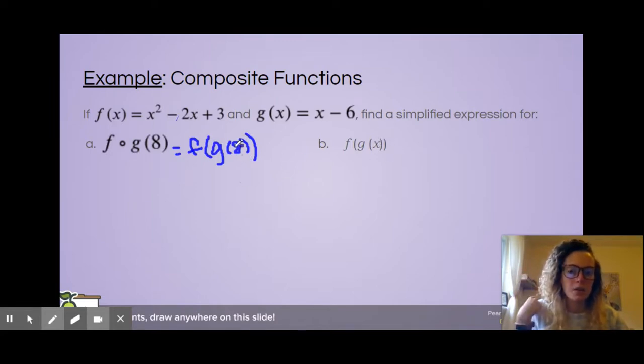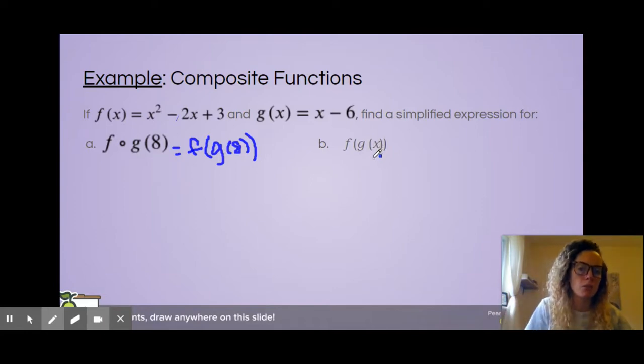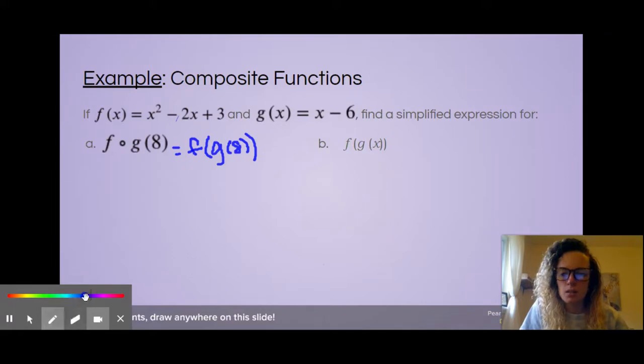So when you have a number in the composition that you're being asked to find, your answer should also be a number. Versus if you have an x in the question, then your answer should also have an x in it. So this part A, we're finding an actual number. Part B, we're finding a new composite function. When you do part A, there are lots of different ways that you can do it. What I like to do is work my way inside out.